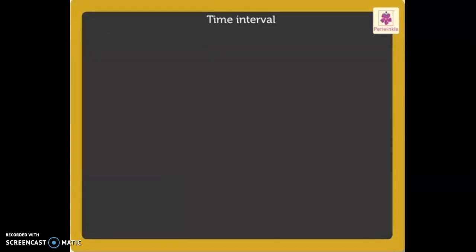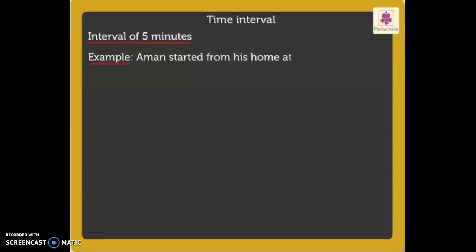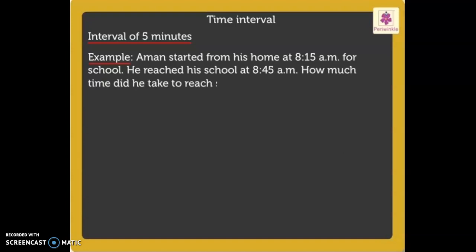Next, let us learn about interval of 5 minutes. Let us solve an example. Aman started from his home at 8:15 a.m. for school. He reached his school at 8:45 a.m. How much time did he take to reach school?